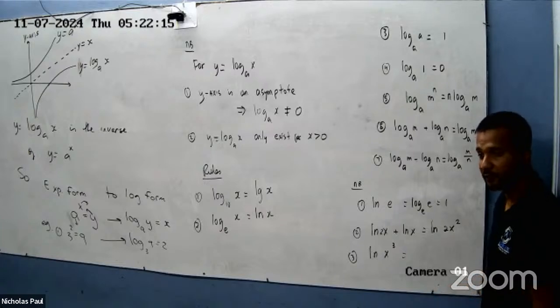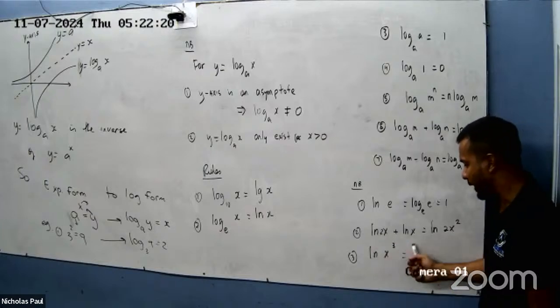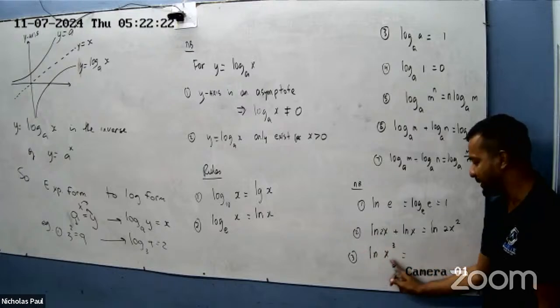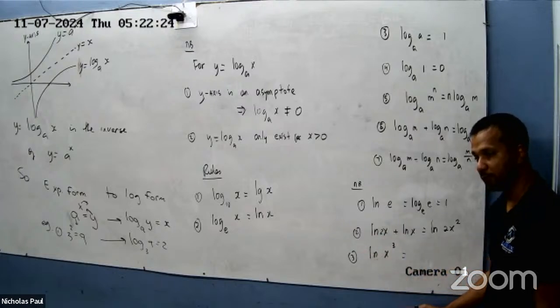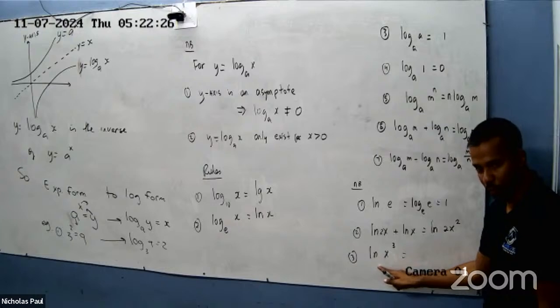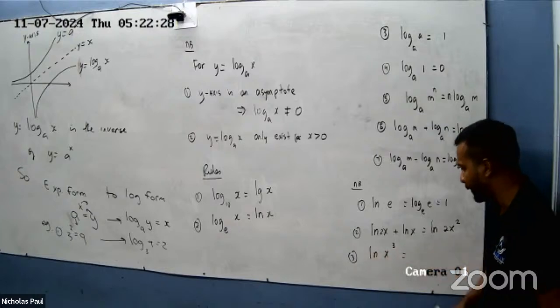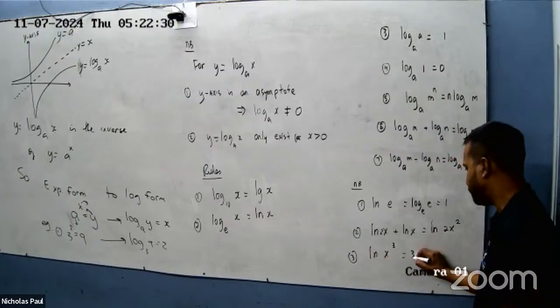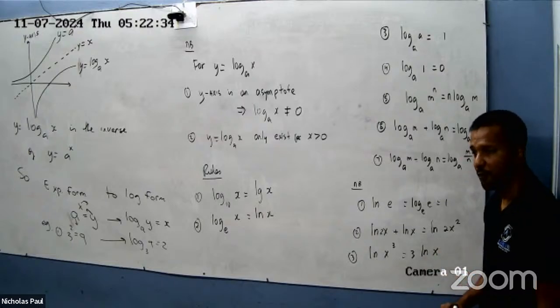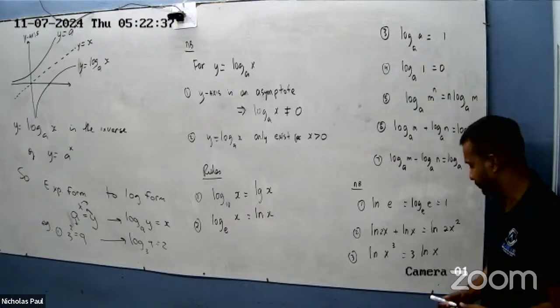You okay with that? Everybody okay with this? So you're multiplying. How can I simplify this here? What do I have to do? Because of the log rules, I can just take the 3 and bring it in front. Everybody okay with this?